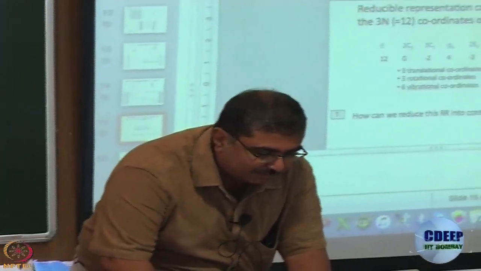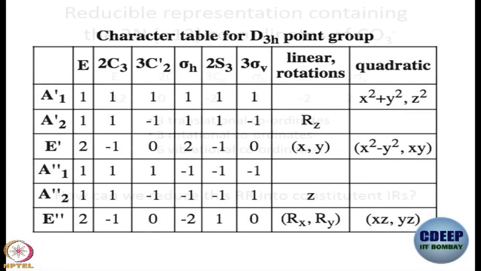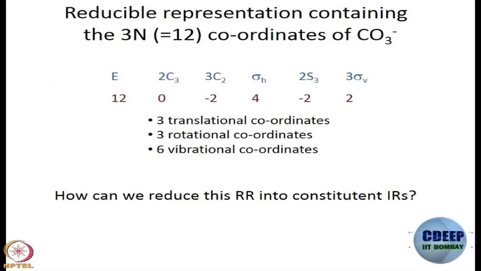Unless I show you the character table. This is the character table of D3h. Do you see any 12 dimensional representation? No, right? You have 1, 2, 3, 4 one dimensional representations, and you have 2 2-dimensional representations, right. So, there is no 12 dimensional irreducible representation associated with D3h point group, right, which means, well, which means what is written here? It is a reducible representation.